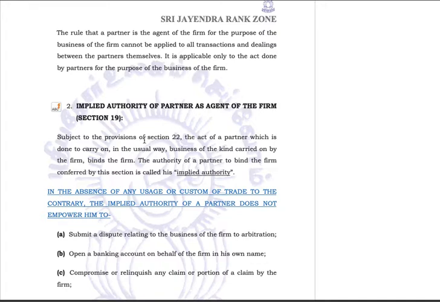Subject to provisions of Section 22, the act of a partner which is done to carry on in the usual way business of the kind carried on by the firm binds the firm. Okay. Implied authority of the partner as agent of the firm, that he will bind the firm when he is carrying on the business of the firm. The authority of a partner to bind the firm conferred by this section is called implied authority.